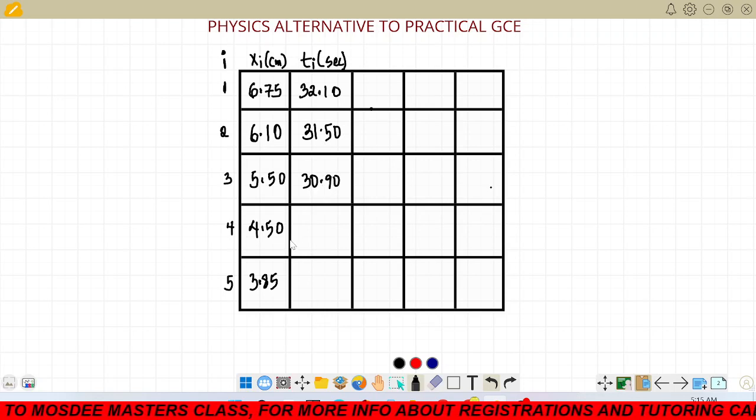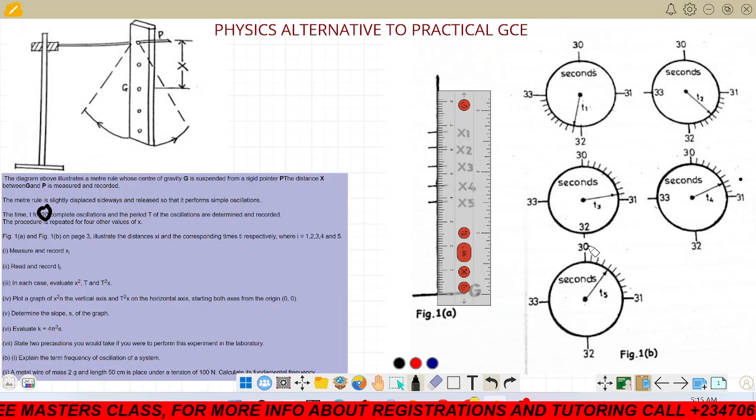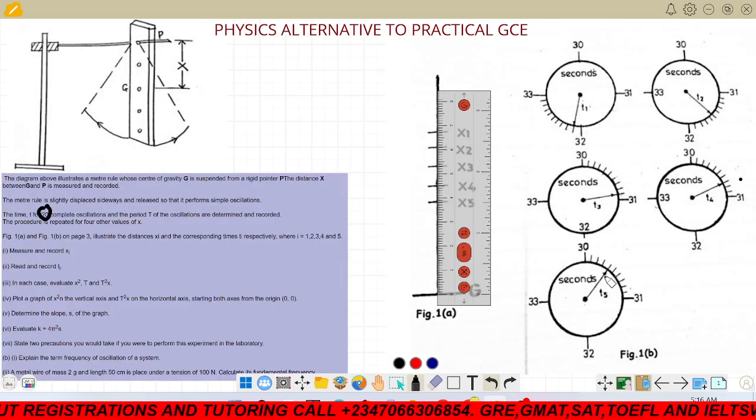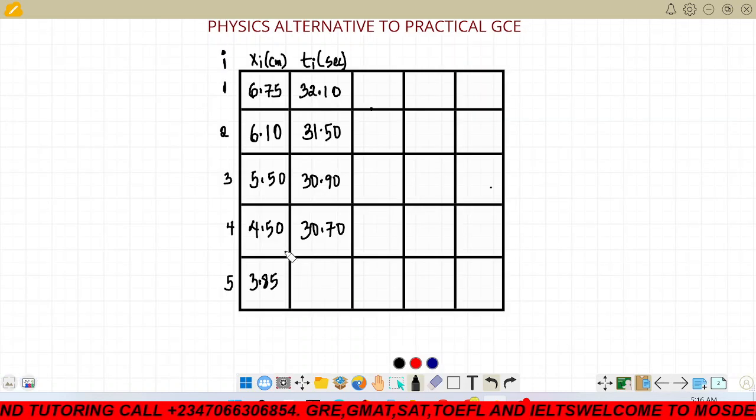So 30.90. The next one is T4. So this is T4. On T4, this is 30.789. This is 7. So 30.7. I hope you can read that now. Very simple. 30.70. That's what we're going to put there. Then we also check this guy, the last but not least, 30.1, 0.2, 0.3, 0.4. So T5 is 30.4. So that's that, 30.4.